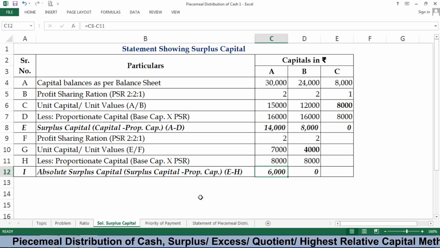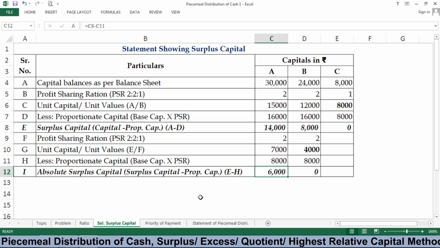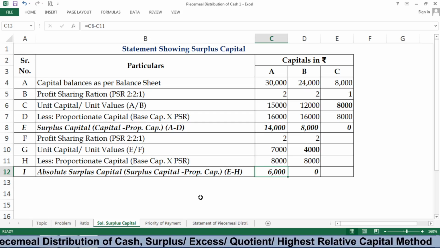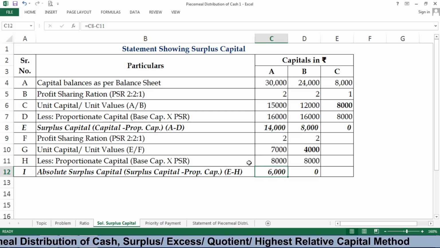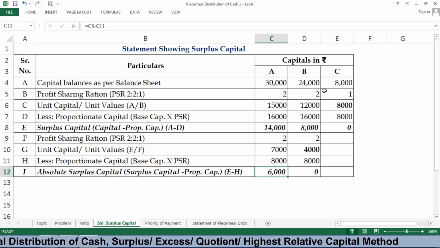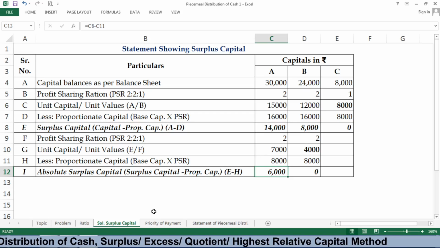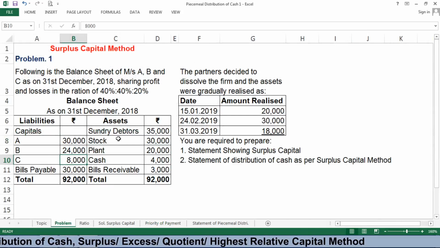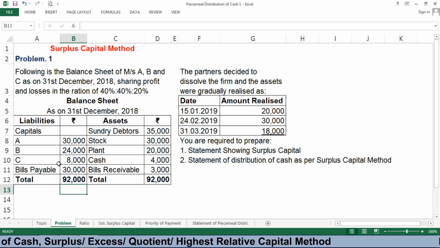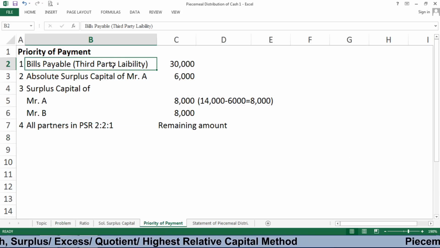Now you understand that in case of piecemeal distribution of cash, when we consider the surplus capital method, at that time we have to find the partners who paid more capital. Here Mr. A paid 6,000 more than Mr. B and C. Now we will see the priority of payment as per the balance sheet. Here you can see the liability is only one liability, that is bills payable, which is 30,000. After that we can pay the amount to the partners. So one and only liability is bills payable. So it is third party liability. So we have to pay first for bills payable, that is third party liability 30,000.